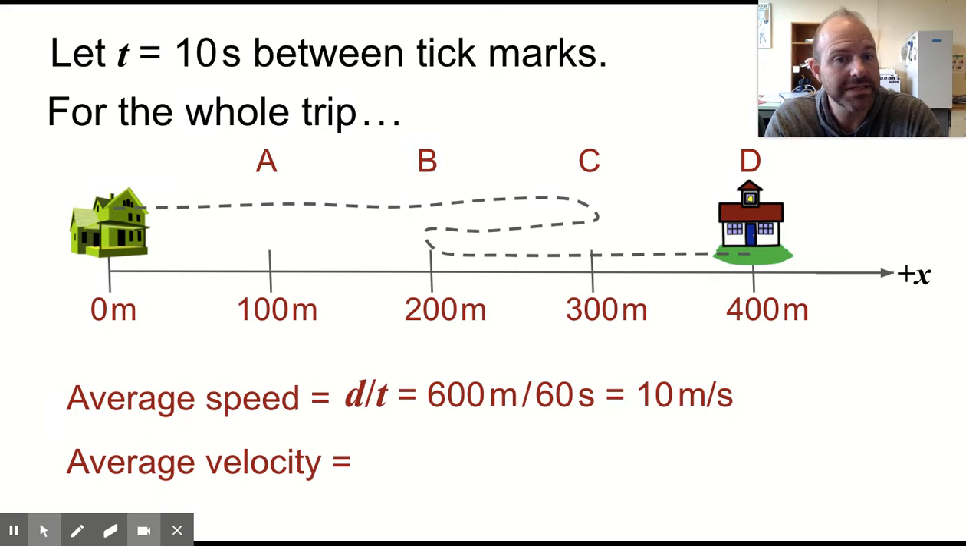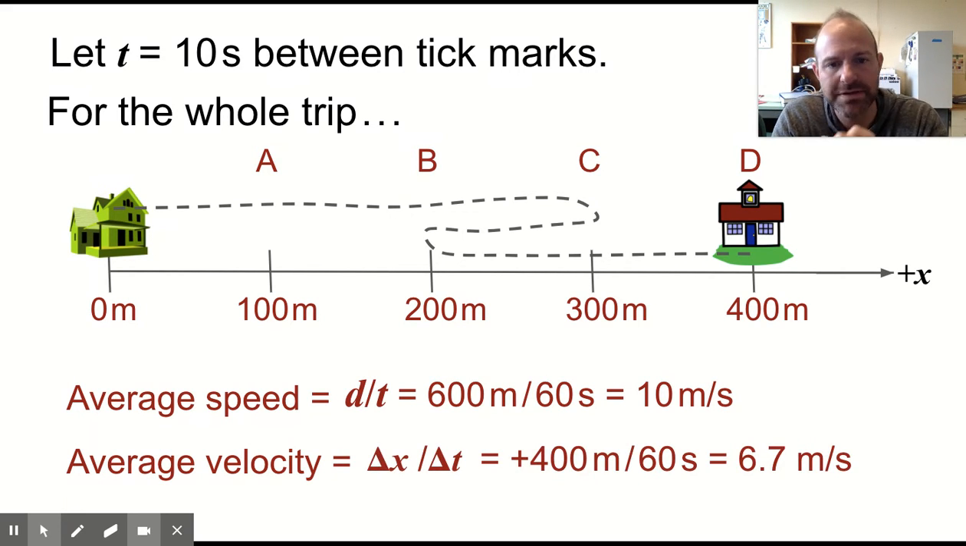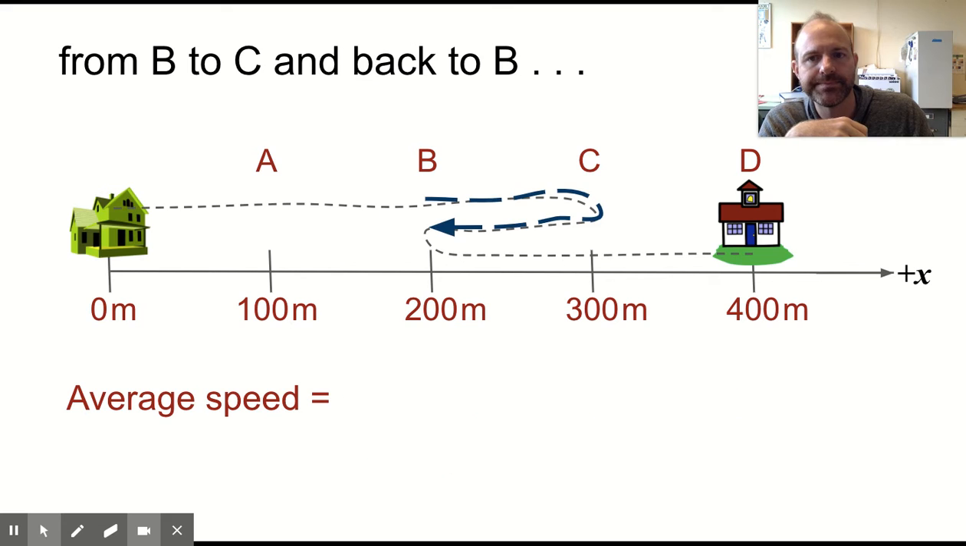The average velocity is going to be different because the velocity depends on the displacement divided by time. And you only traveled positive 400 meters in that 60 seconds. So your average velocity is positive towards school in this case, but only 6.7 meters per second. That's because you went backward for a time and retraced your steps.